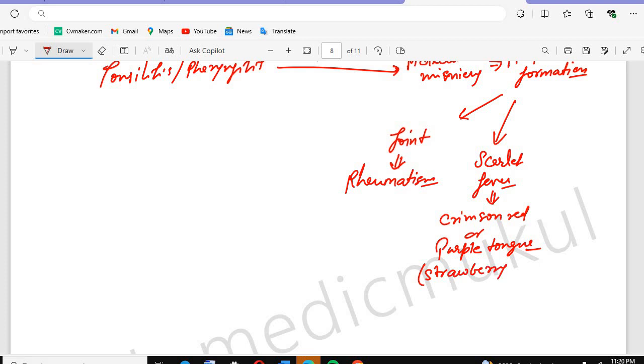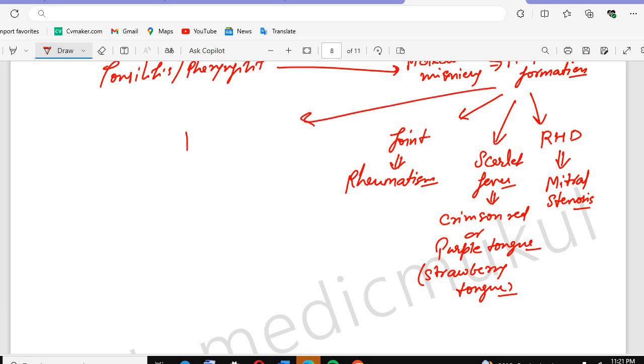We call this the strawberry tongue, which is seen in case of scarlet fever. After that, they can also cause rheumatic heart disease. The rheumatic heart disease is most commonly associated with valvular heart disease, that is, mitral stenosis. And they can also cause rheumatic fever.